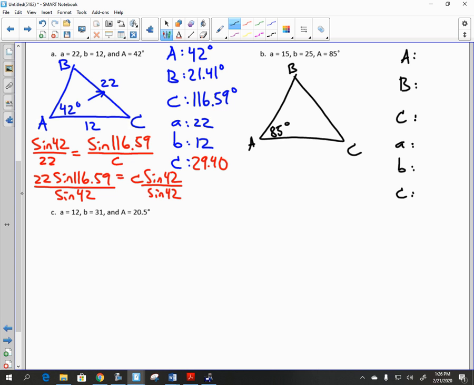Okay, do I know this side here? Do I know this side that I'm pointing to? What is it? Very good, 25. So side B is 25, angle A is 85, and then we know side A here is 15.